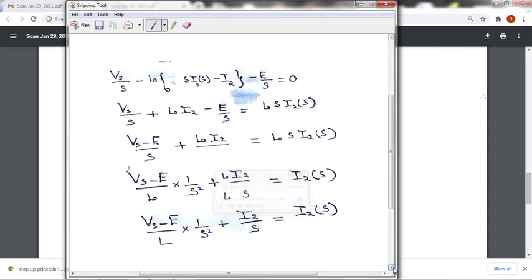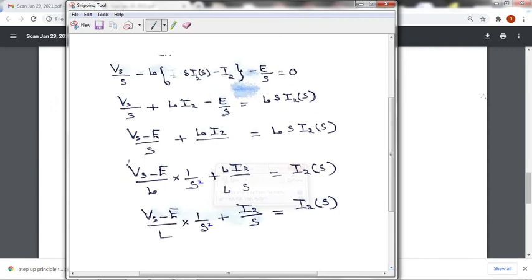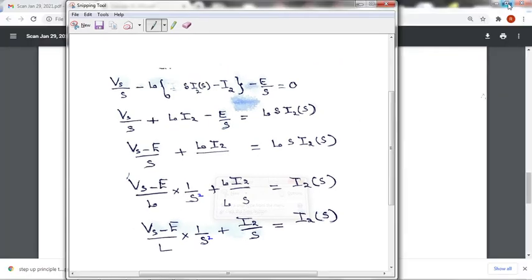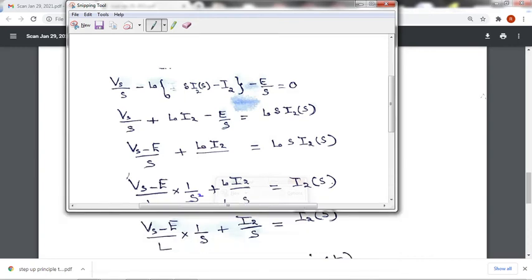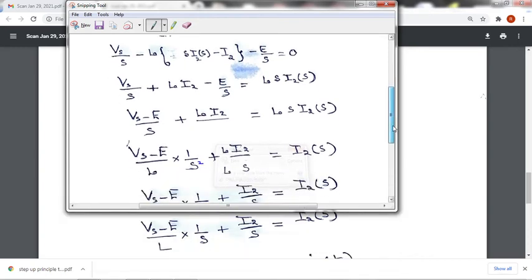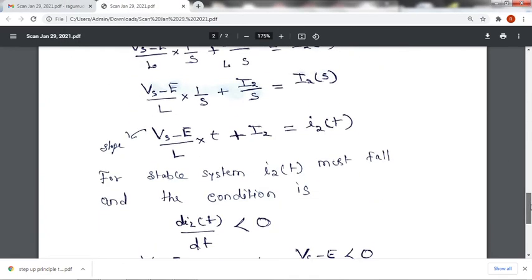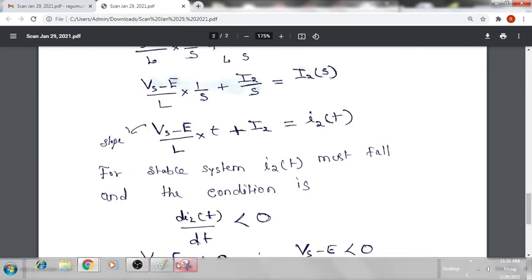so this is an equation for I2(s). I2(s) is Vs minus E by L into 1 by s squared plus I2(0) by s. So if you apply the inverse Laplace transform for this, what happens here?